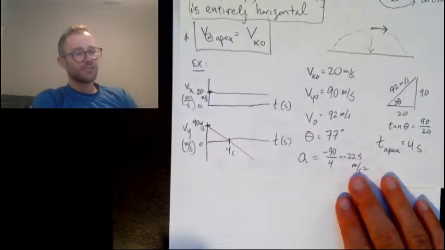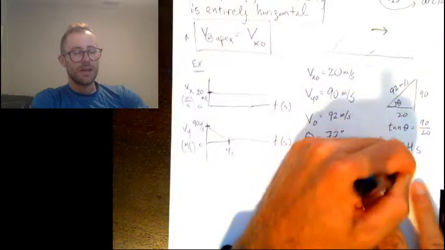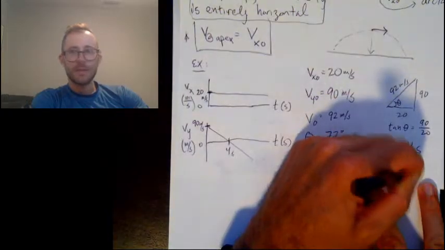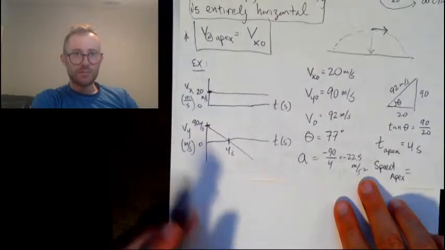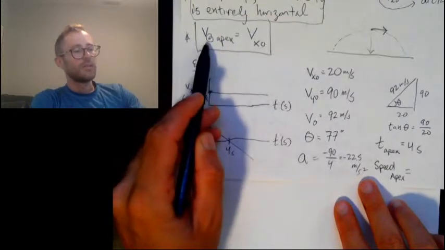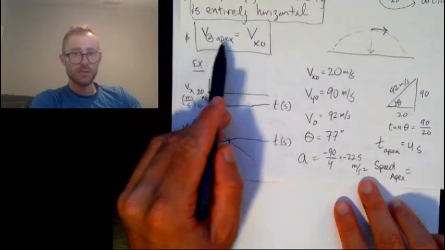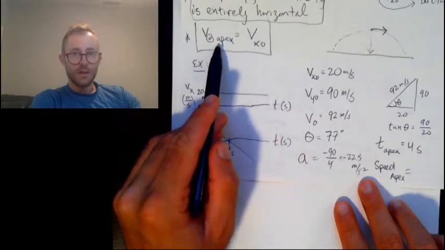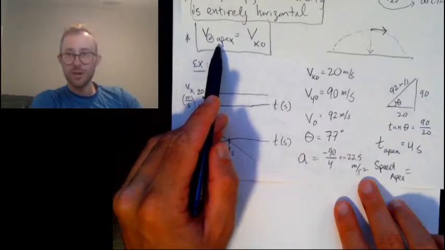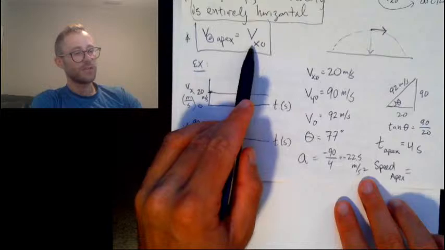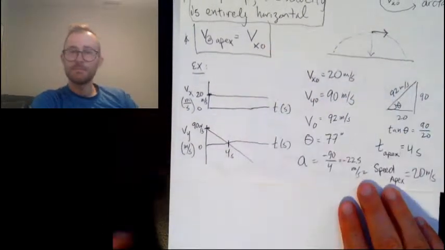And then lastly, what is the speed at the apex? Well, at the apex, there is no vertical velocity. All of the velocity is horizontal. And the horizontal velocity doesn't change from the value it had when the projectile was launched. Okay, so it's just Vx naught. So the speed at the apex is going to be 20 meters per second.